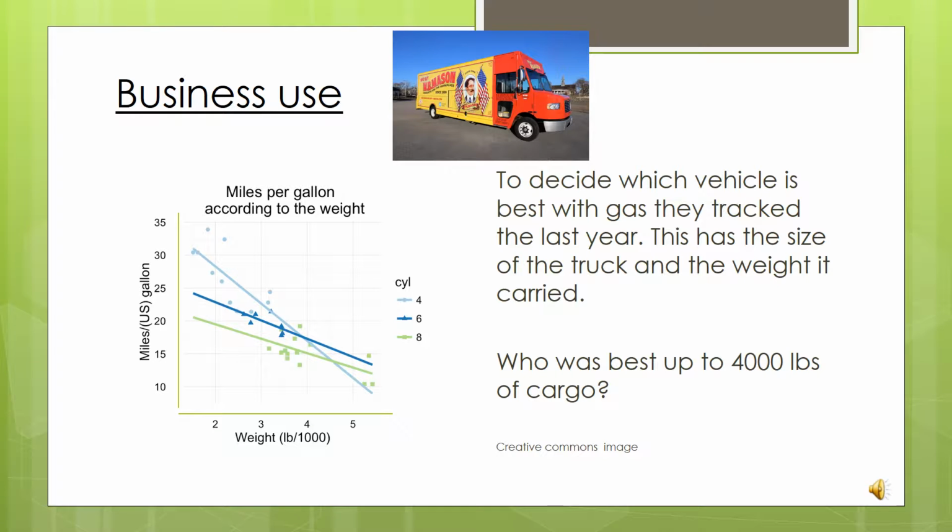This company wanted to save money, and so they created a scatter plot with 3 different sized vehicles to see which one would get the best gas mileage depending on the weight they were carrying. You can see that up to 4,000 pounds, the 4-cylinder vehicle is the best choice.